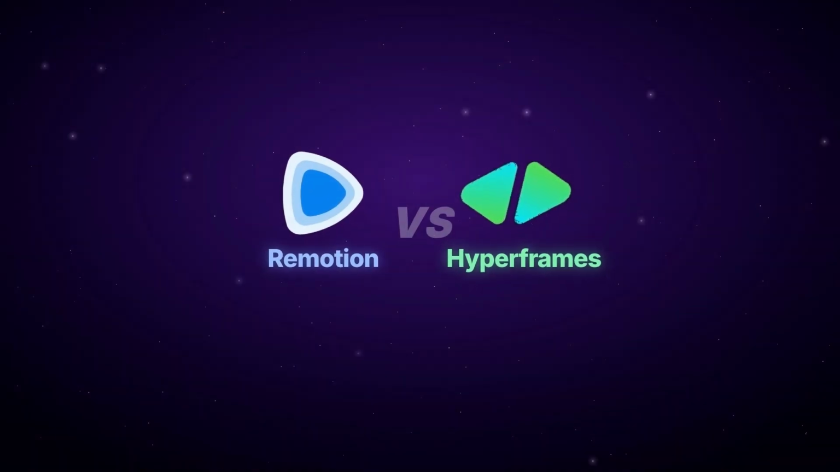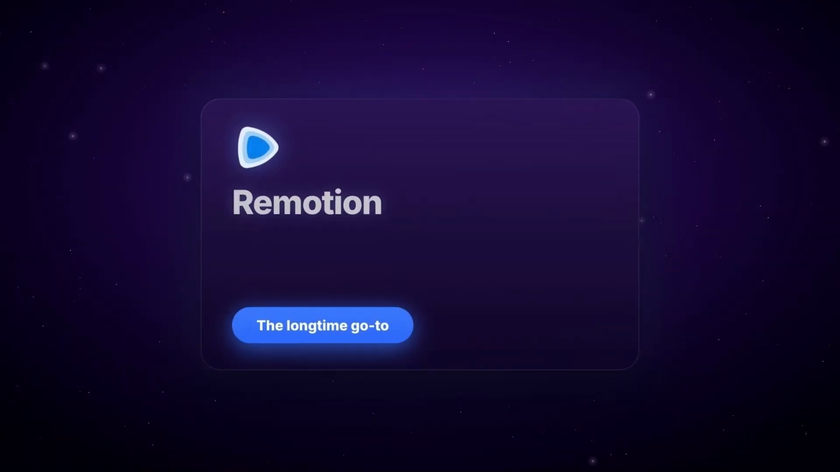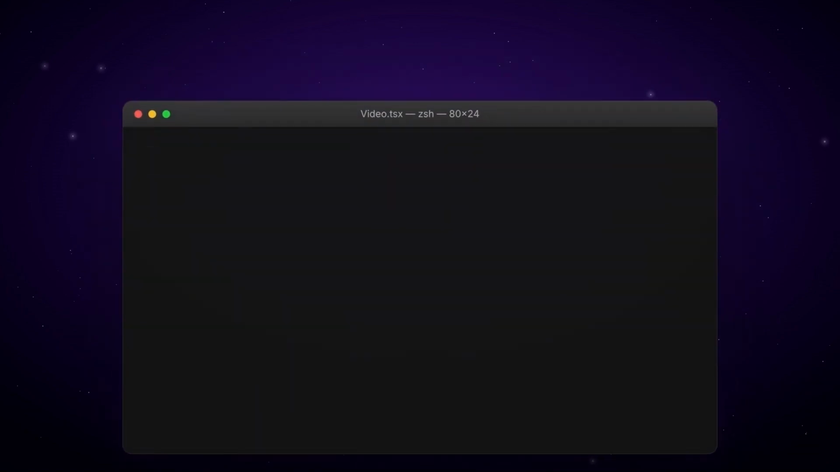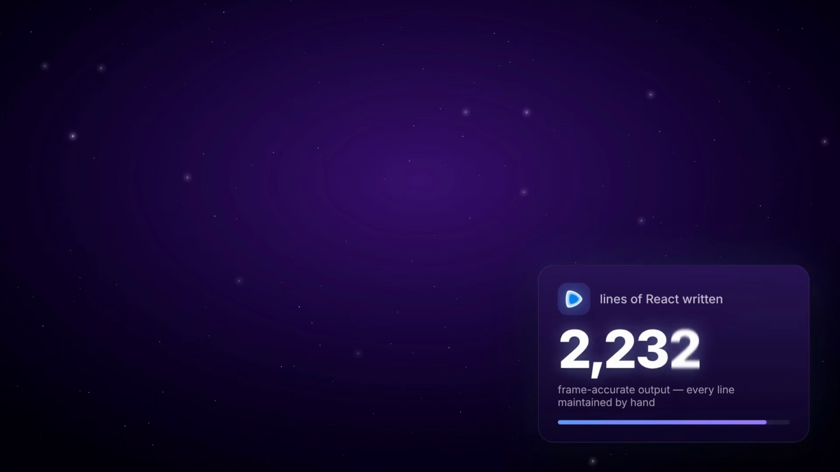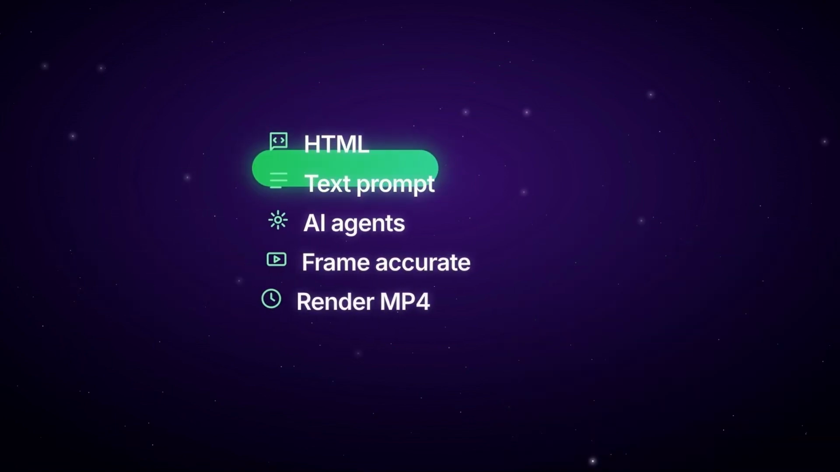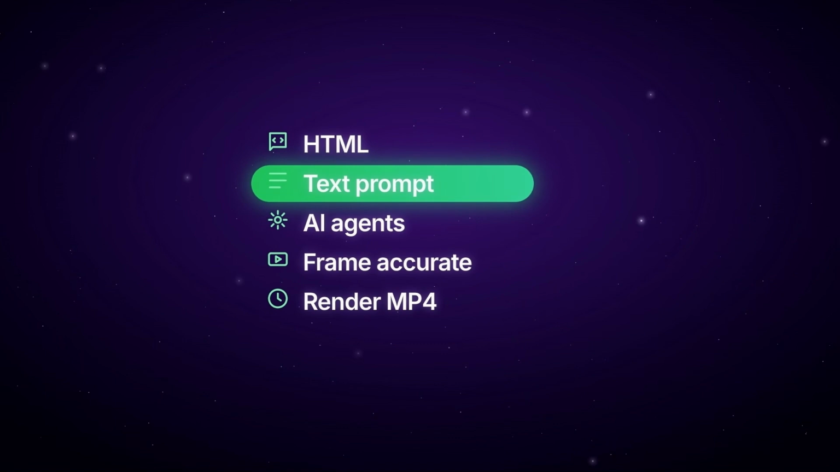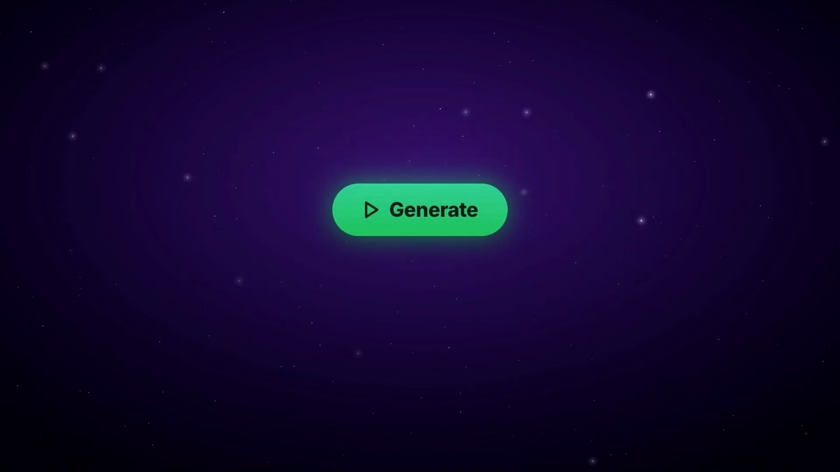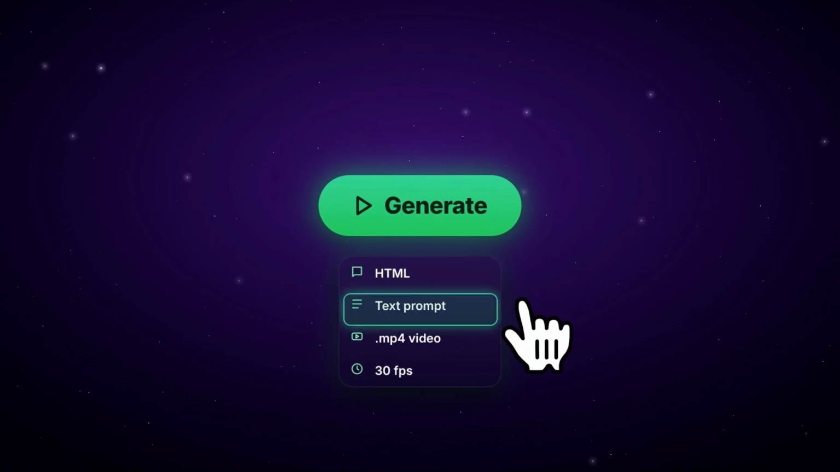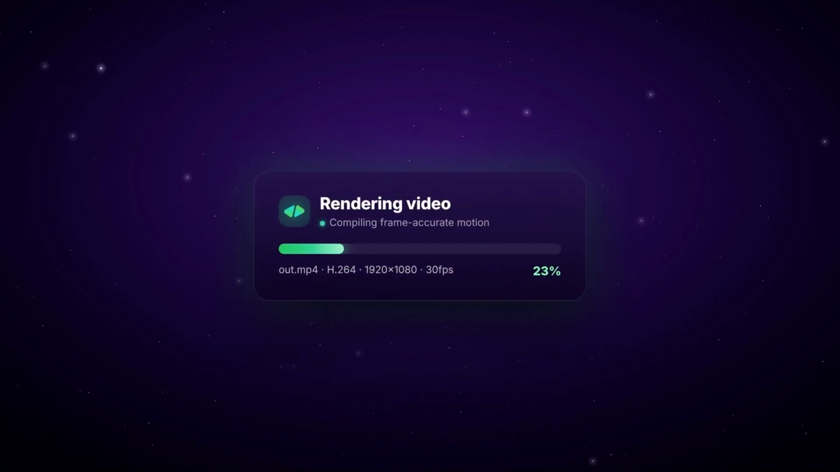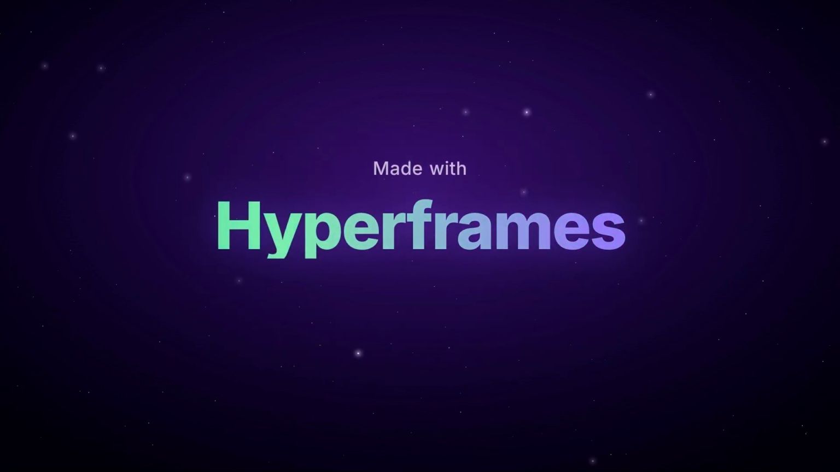Before we jump into building, let's talk about a major shift happening in programmatic video: Remotion versus HeyGen Hyperframes. If you've researched how to make motion graphics with AI, you've probably heard of Remotion. For a long time, Remotion was the go-to framework for code-driven video editing. But Hyperframes changes the game completely. While Remotion requires manually writing complex React code, HeyGen Hyperframes lets AI agents generate frame-accurate AI motion graphics directly from HTML and plain text prompts.